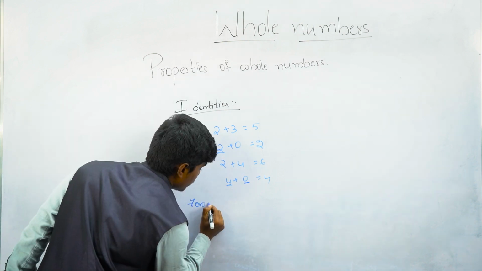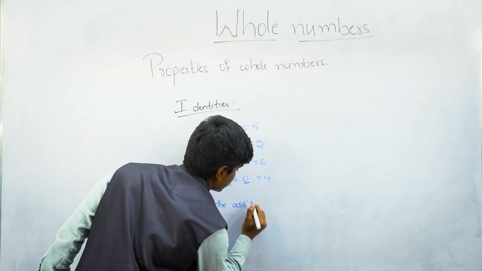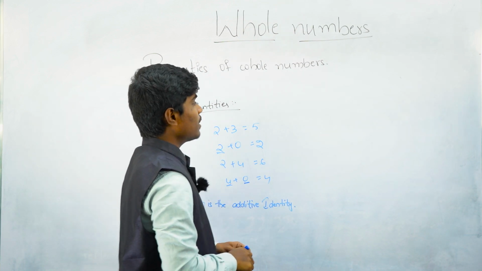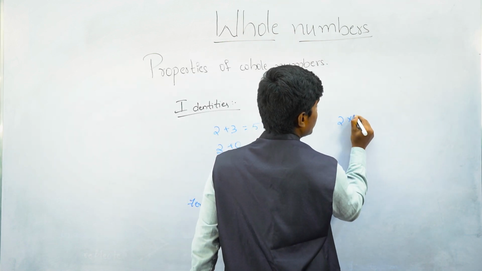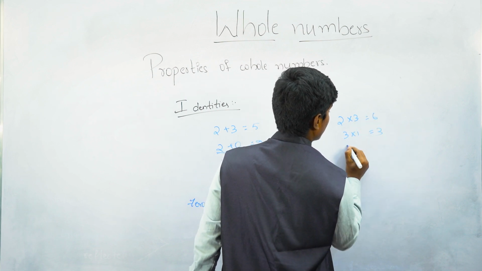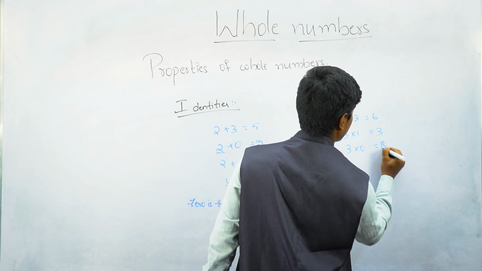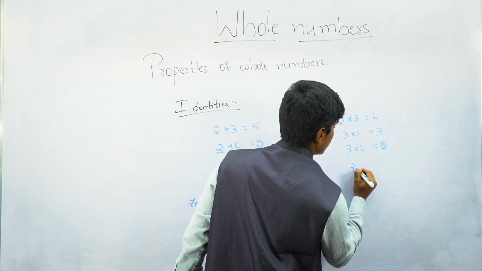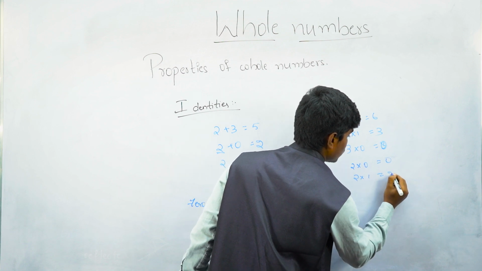So, by adding 0 to some number, there is no change in the value. So, 0 is the additive identity. Now, let's check under multiplication. Let's perform some operations. 2 into 3 is equal to 6. 3 into 1 is equal to 3. 3 into 0 is equal to 0. 2 into 0 is equal to 0. 2 into 1 is equal to 2.